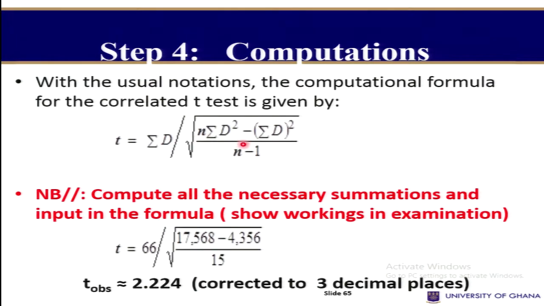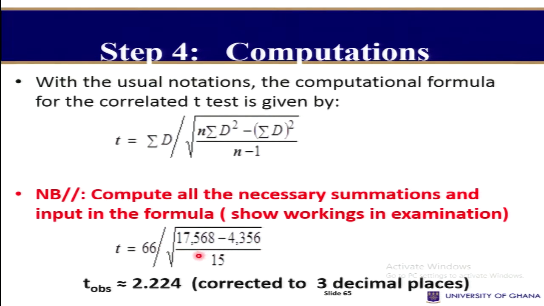So once we've stated the formula here, we now go step by step to work it out and then arrive at the final answer. There's a note here: compute all the necessary summations and input them into the formula. You need to show working. In other words, you need to go step by step for the examiner to be convinced that you did the computation yourself. And the key thing you have to do with this formula is to find the D: subtract one score from the other, square it, and then sum it up. When you do that, our sigma D will give us 66.